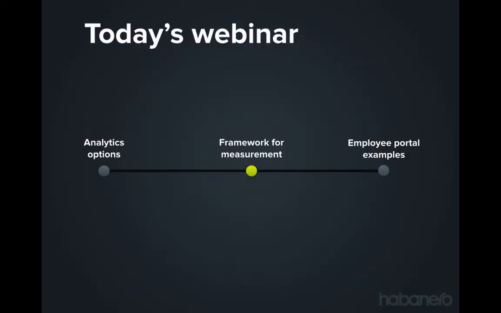So the next section I'm going to go through here is how to ask the right questions and how to build a framework for measurement, because really it's not necessarily just about the technology. It's not just about those reports and those options. It's about framing those right questions that you need to answer.